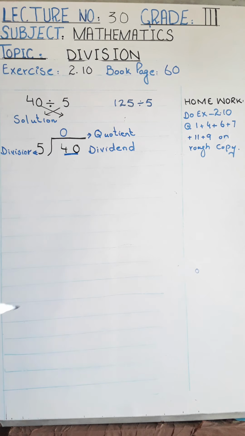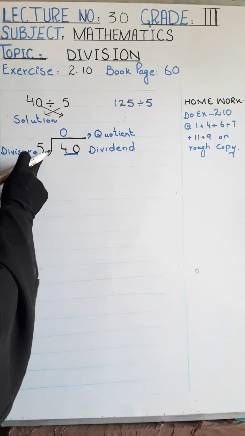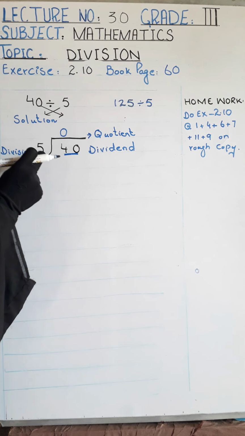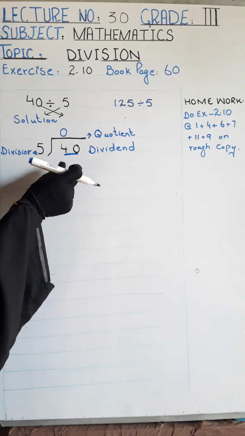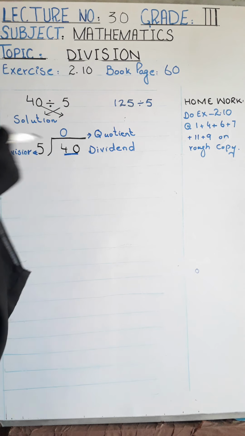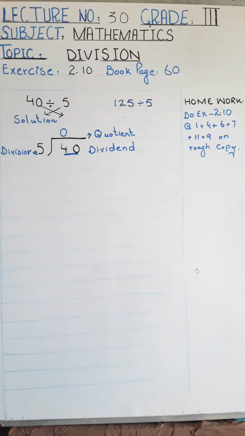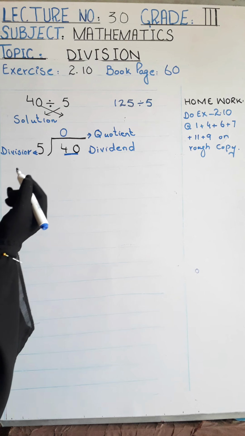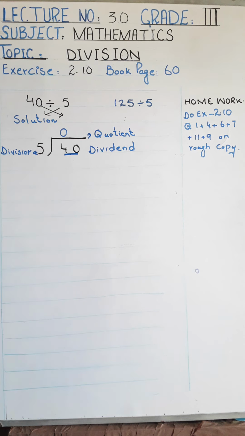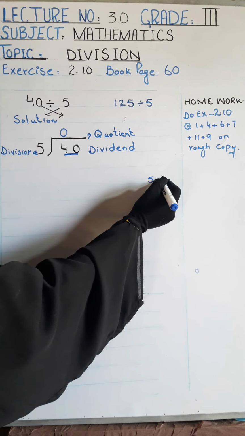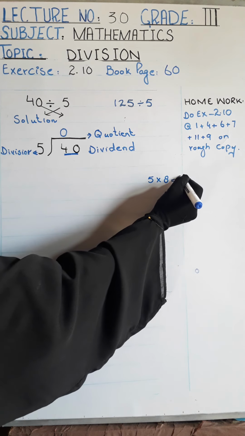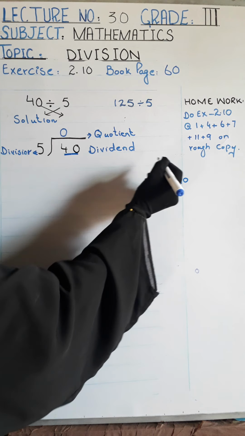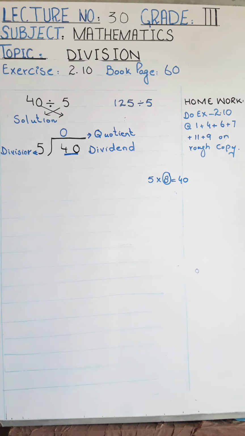This is 40. So you people read out the table of 5 to find 40. 5 zeros are 0. 5 ones are 5. 5 twos are 10. 5 threes are 15. 5 fours are 20. 5 fives are 25. 5 sixes are 30. 5 sevens are 35. 5 eights are 40. So we read the table of 5 up to 8 to get 40.